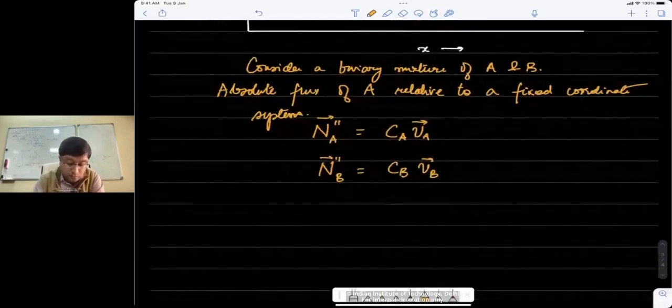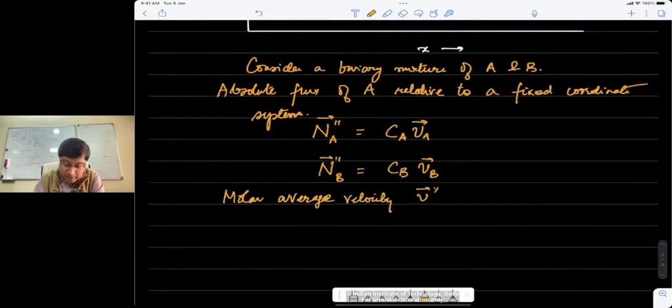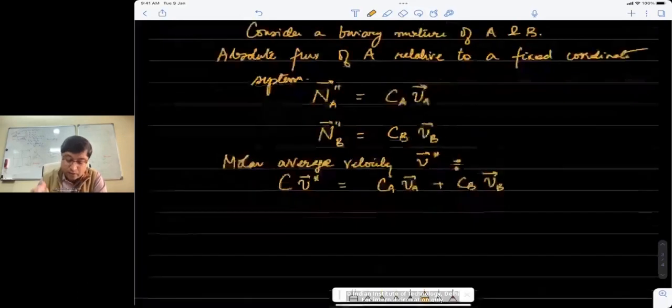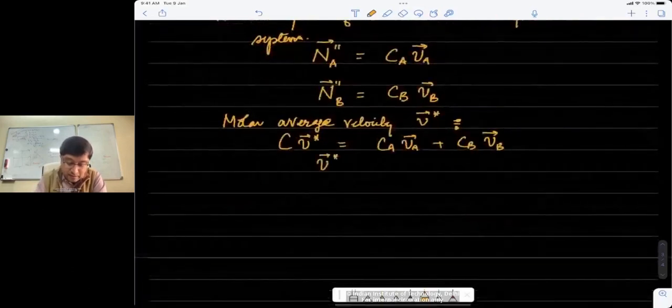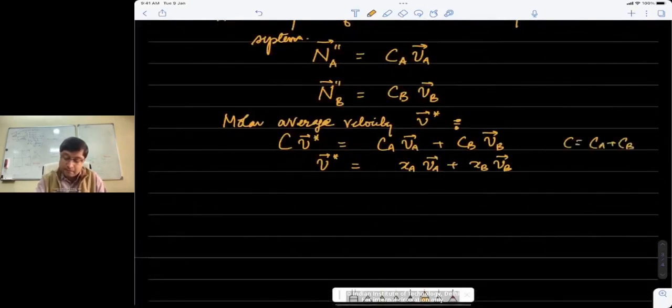So using this, we can define what would be a molar average velocity for the mixture. So if you look at molar average velocity, which I'm going to now represent as V star, this I can calculate by saying that C, the total concentration, into V star should be the sum of the individual contributions. So that is what is molar average. And so clearly V star would be XA VA plus XB VB, where C is CA plus CB. That is the total concentration of the mixture.